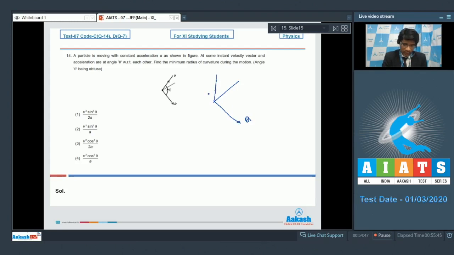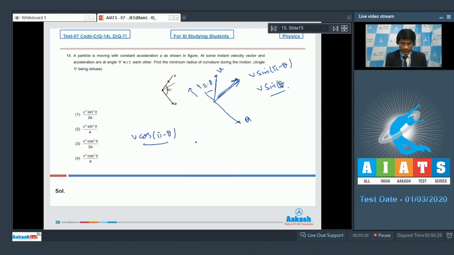This angle initially was how much? Theta. So this angle is pi minus theta. This is the velocity v. So the velocity component along this direction is v cos of pi minus theta, and the velocity component along this direction is v sine of pi minus theta, or simply v sine theta. With the effect of this acceleration, this velocity component will reduce and will become 0, and at the instant when we shall only have this velocity component remaining with the particle, there would be the least radius of curvature.